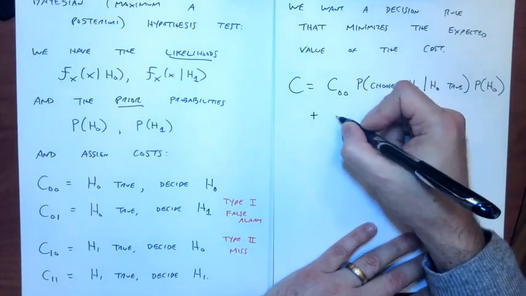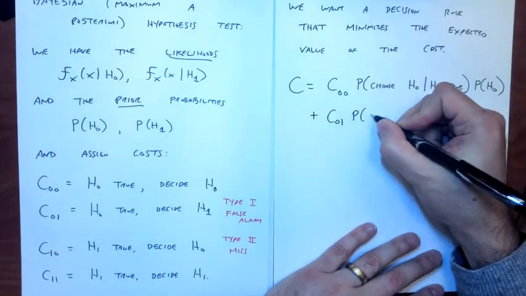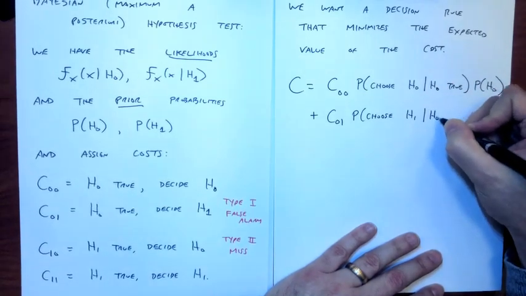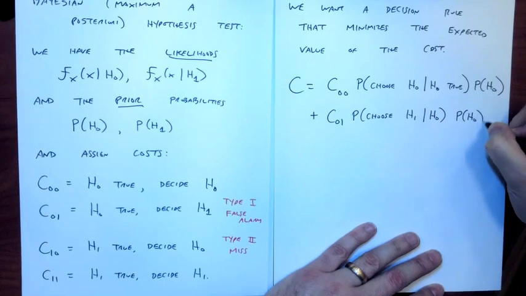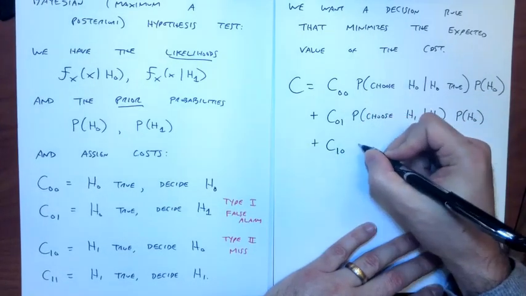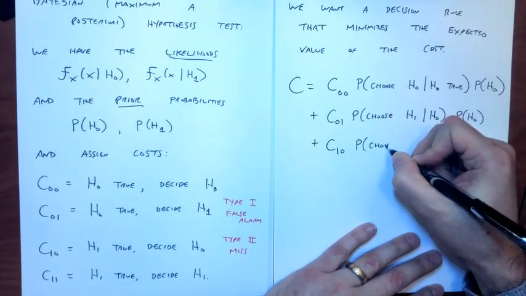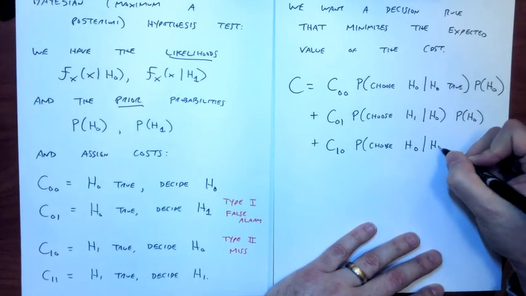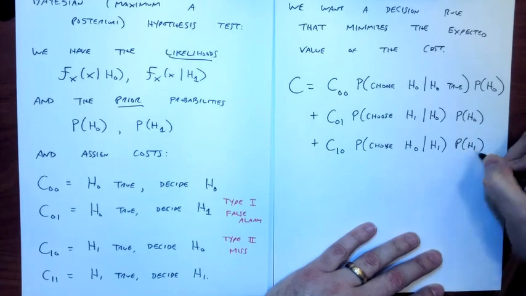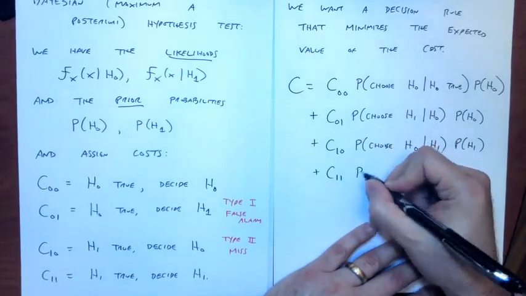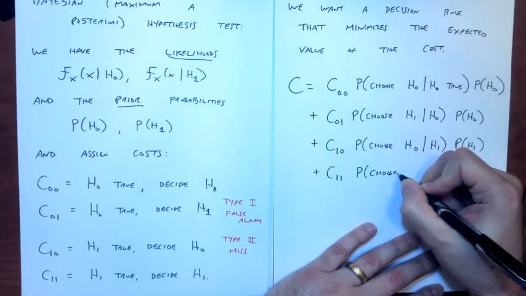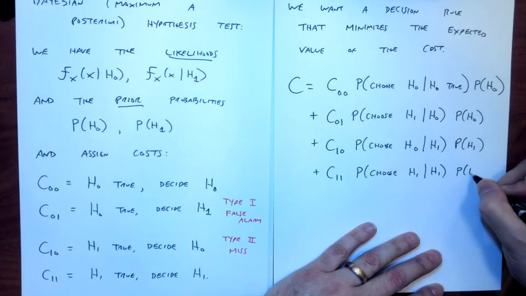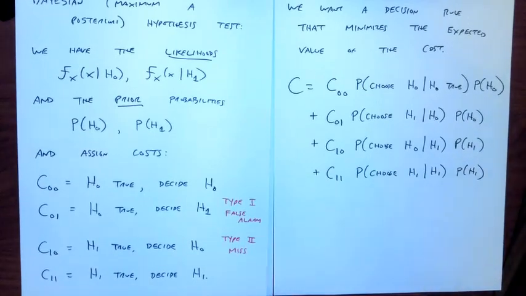And then I have the cost of choosing H1 given that H0 is true, plus the cost going the other way. And then the final cost, right? So these are the 4 ways that I could make choices and pay costs weighted by the possibility of each of those things happening, okay?